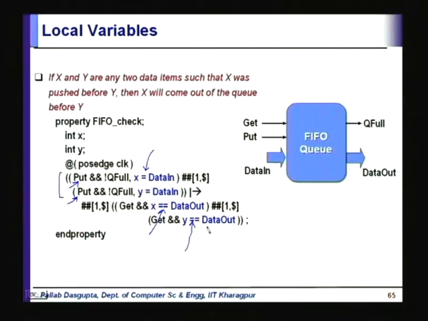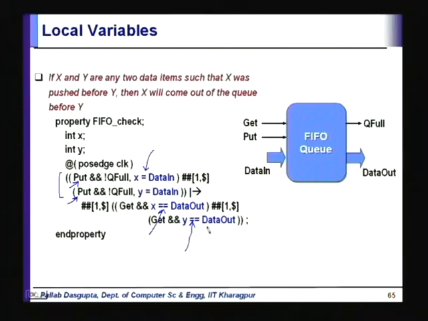Is this code taking into account the situation when we are having put and get alternatively? When you are having put and get alternatively? Yeah. X coming in and X going out, then Y coming in.